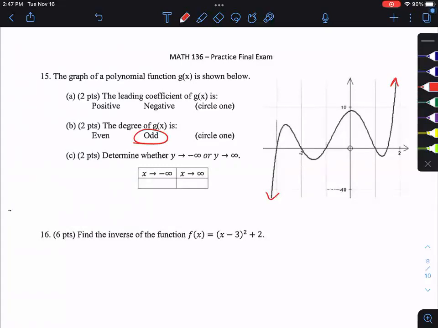For our leading coefficient, we want to focus on the right-hand side of our graph. If the right-hand side of our graph is going up, it's positive. If the arrow is going down, it's negative. In this case, our arrow on the right-hand side is going up, so the leading coefficient has to be positive.